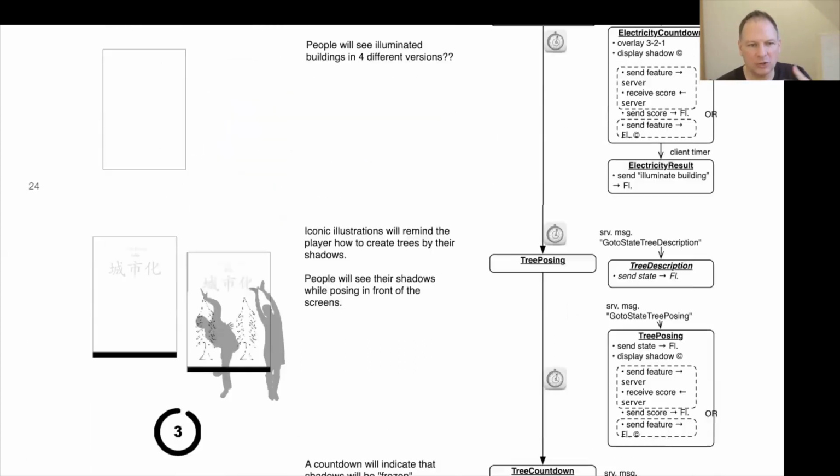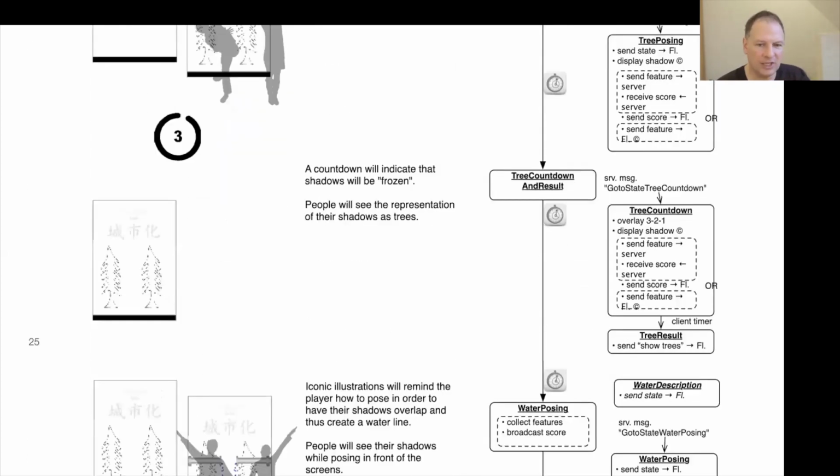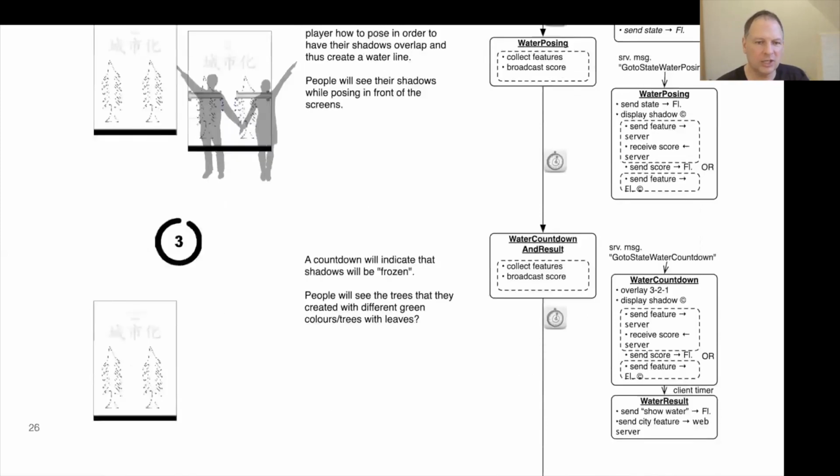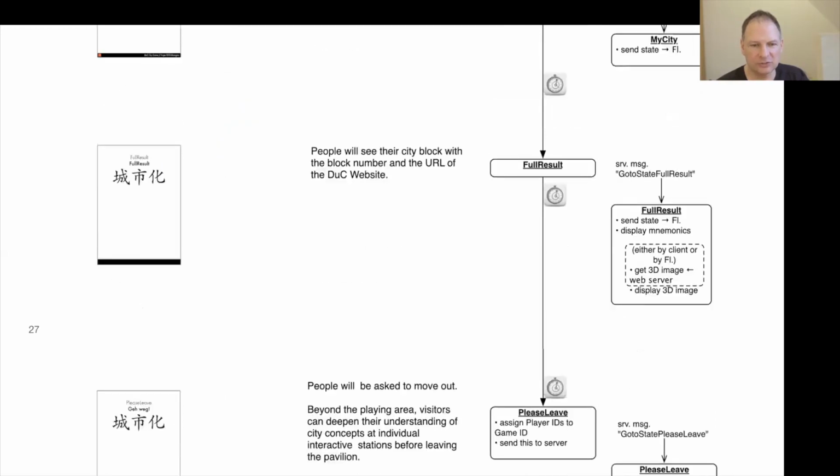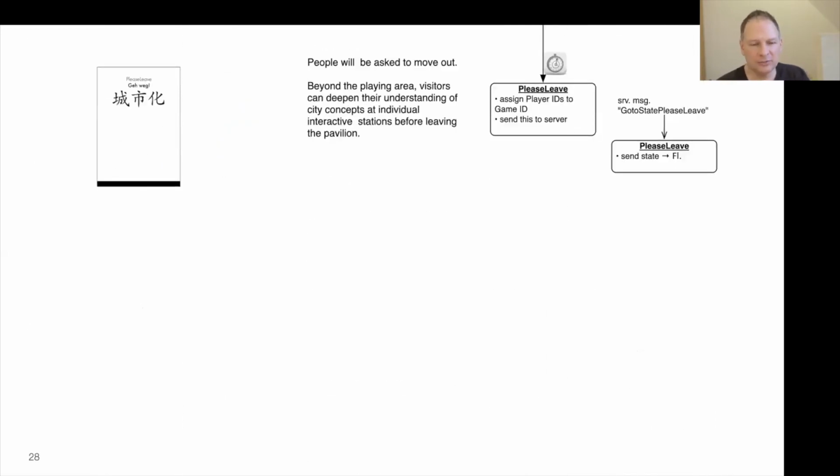And this goes on and on for all these tree posing and water posing, and then of course showing the city as a result, and giving people the full result of what needs to be displayed, and then kicking them out to make sure that the next row of people can walk up to the exhibit. Okay, so an example of a more complicated multi-computer interactive experience, also modeled as a collection of state transition networks.